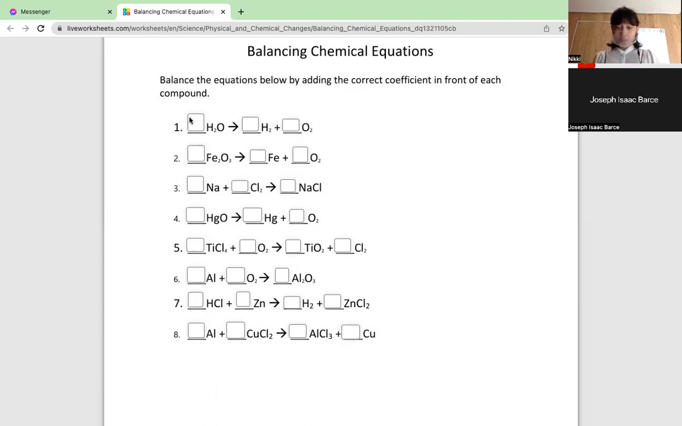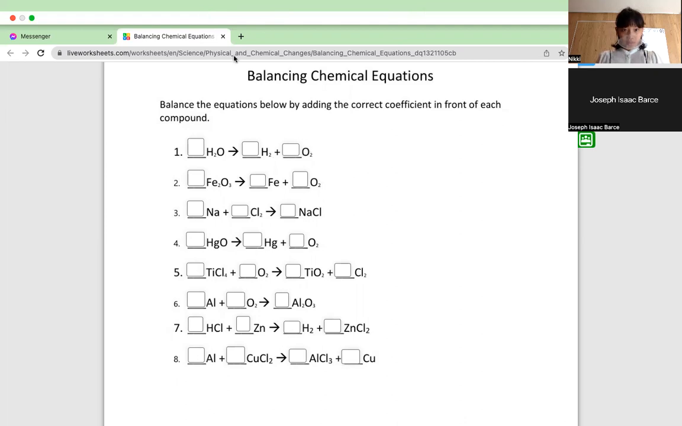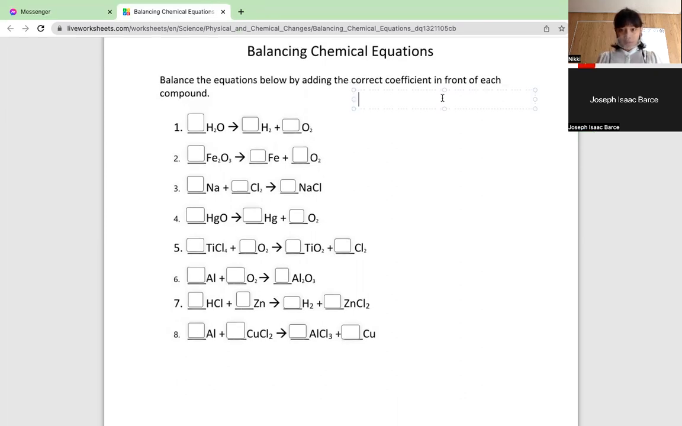So for example, you have here number 1. You have water that produces hydrogen and oxygen. Okay, so when I do this, let's try. I do it like this. So you have H2O, right? H2O. Tapos sa kabilang side, you have H2 plus O2, right? So when I balance chemical equation, I try to write it like this.